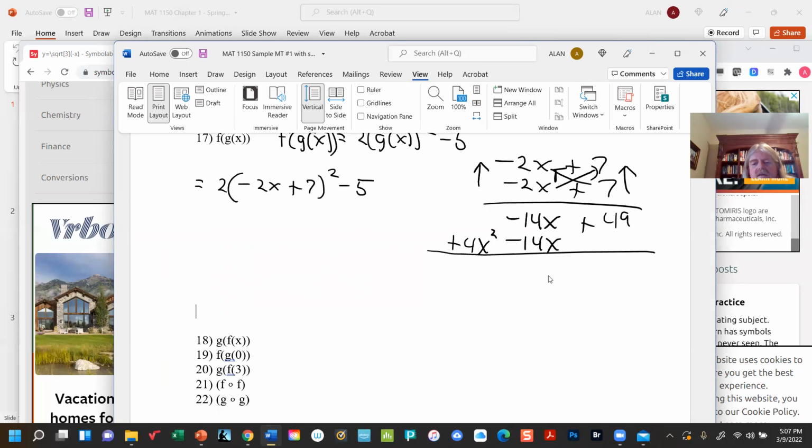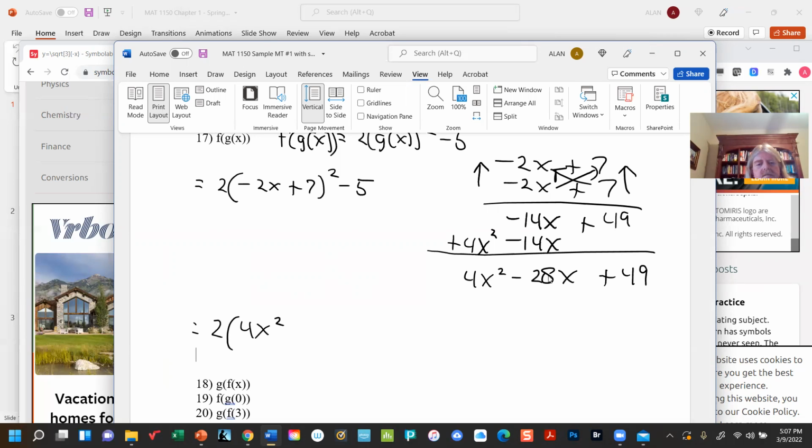4x squared minus 28x plus 49. Okay, so all of that goes inside these parentheses. So there's minus 2x plus 7 squared is what we're seeing here. And then you just multiply out the 2.